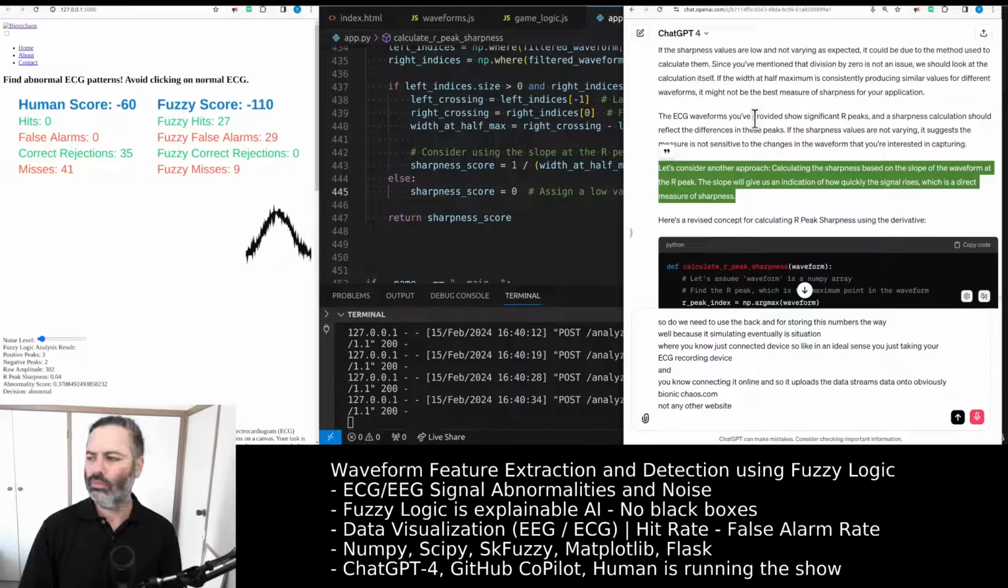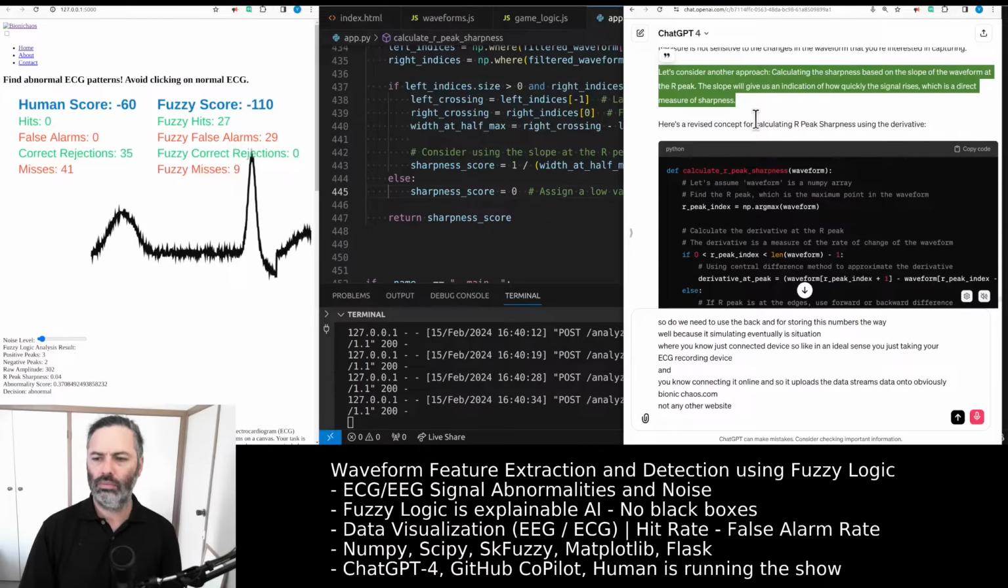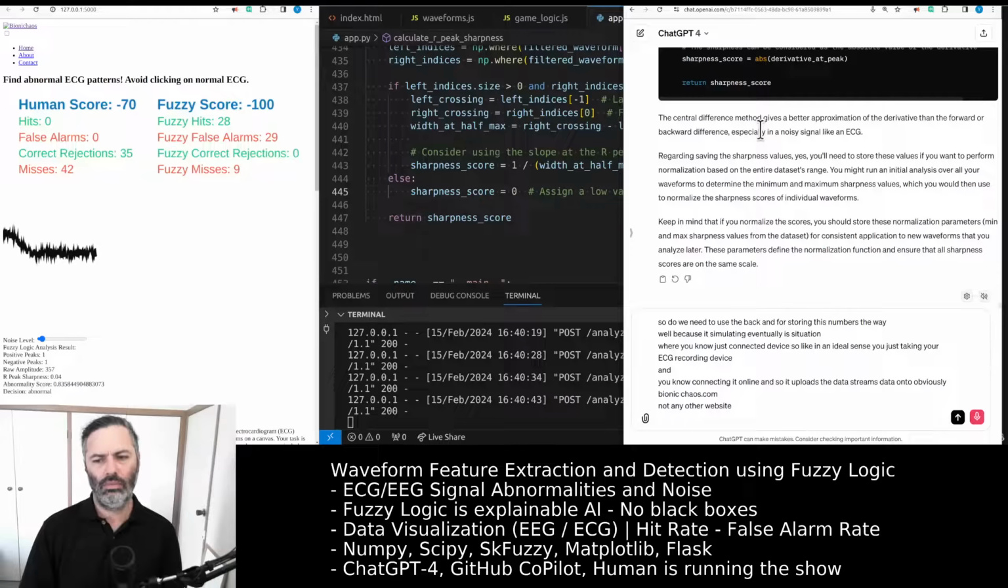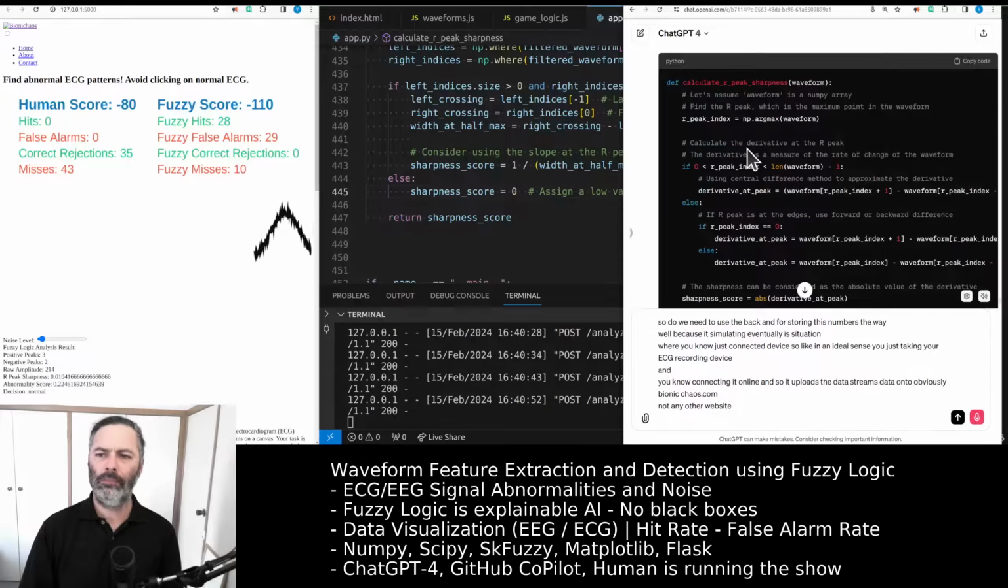Let's consider another approach, calculating the sharpness based on the slope of the waveform at the R peak. The slope will give us an indication of how quickly the signal rises, which is a direct measure of sharpness. Here's a revised concept for calculating R peak sharpness using a derivative.